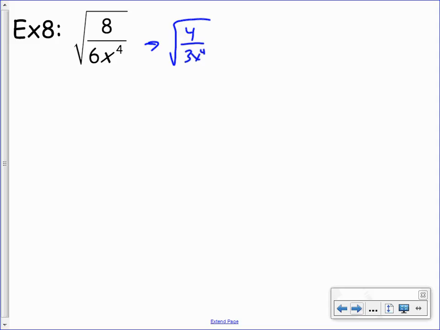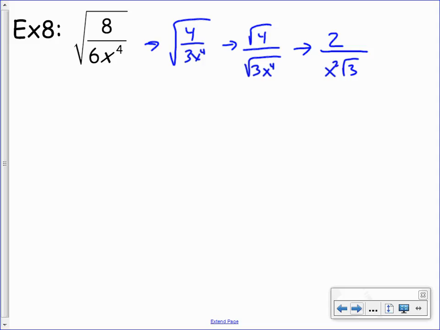Split it up: the square root of 4 over the square root of 3 times x to the 4th, and then simplify. We know what the square root of 4 is. It's 2, right? So this becomes 2. X to the 4th is the only other thing you can simplify. That comes out and becomes x squared. But the root 3 doesn't have anything. So 2 over x squared root 3, which is 2 square root of 3 over 3x squared. That's it.